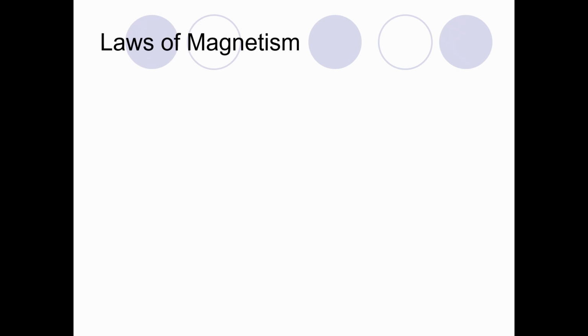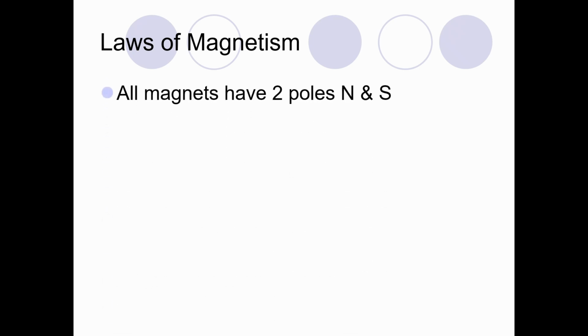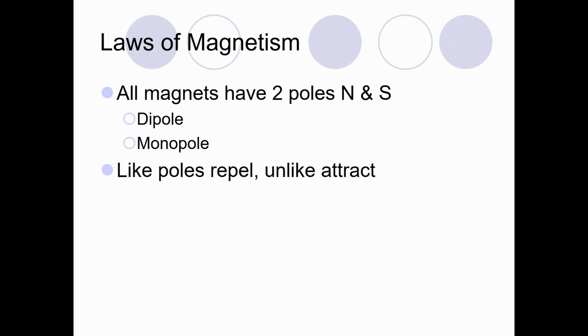To summarize, here are some laws that all magnets follow. All magnets have two poles, one north and one south. This is known as a dipole, di meaning two. The monopole doesn't exist. Break a magnet and one half of the break will form a south pole and the other half of the break will form a north pole to complement the existing poles. Like poles will repel, unlike poles will attract.